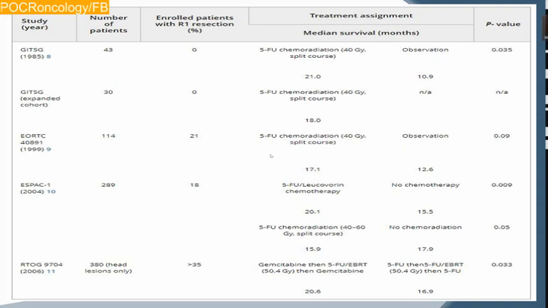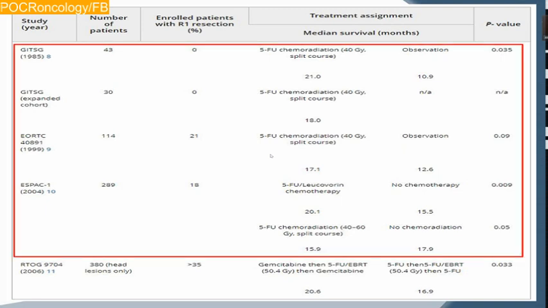This is, I think, a slide shown before. This is historical data about radiotherapy. It started here in the United States with a positive trial, then the EORTC tried to replicate it and was negative. Then ESPAC-1 actually showed the radiation is harmful in those cases. Then the RTOG, but unfortunately, the question wasn't radiotherapy versus no radiotherapy. It was chemotherapy, radiotherapy, and another type of chemotherapy, radiotherapy.